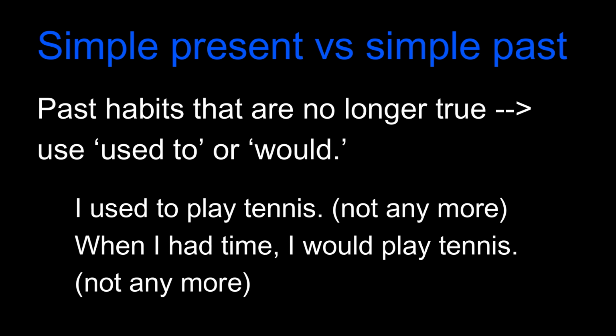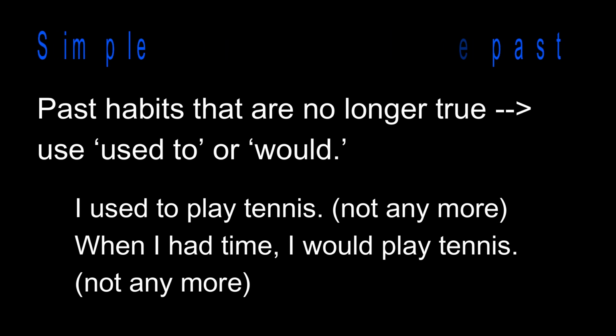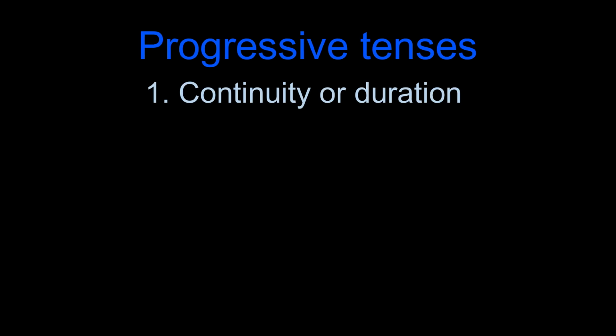To talk about past routines or habits, which are no longer true in the present, use used to or would. I used to play tennis. Not anymore. When I had time, I would play tennis. Not anymore. Progressive tenses. For continuity.